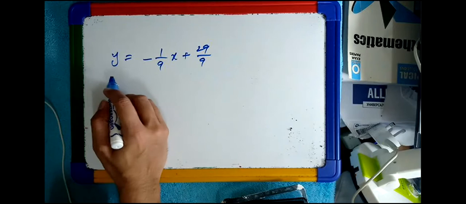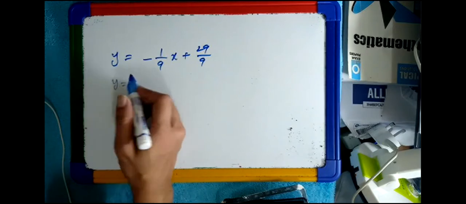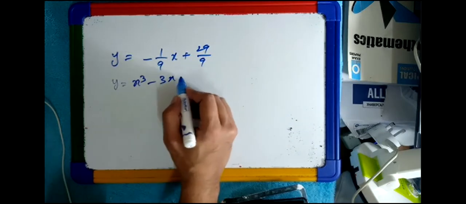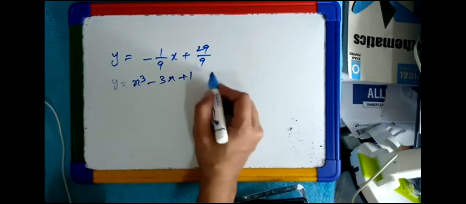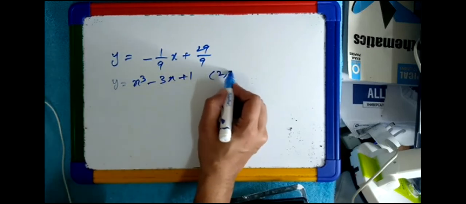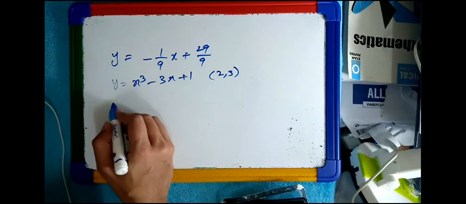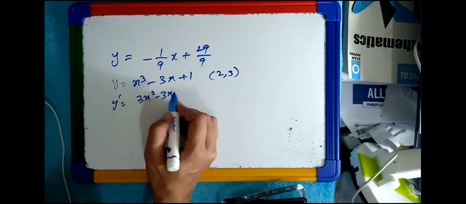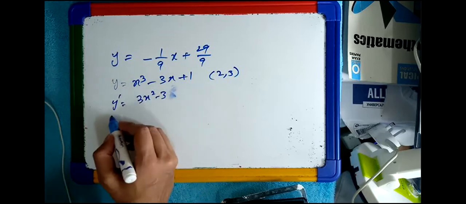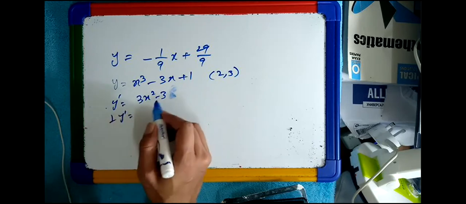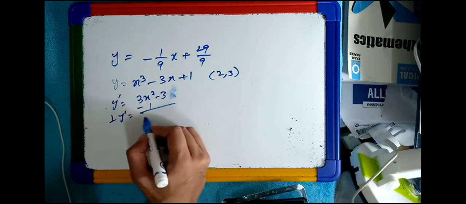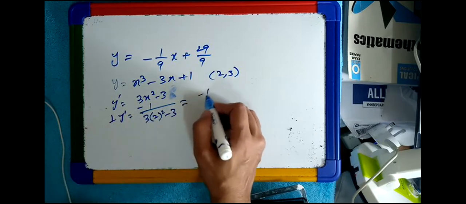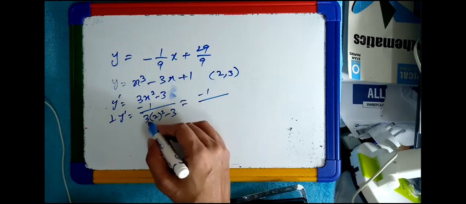Tell me the curve. x cubed minus 3x plus 1, and the point is (2, 3). So the derivative will be 3x squared minus 3. So the perpendicular gradient will be minus 1 over 3 times 2 squared minus 3, so minus 1 over 9. 4 times 3 is 12, 12 minus 3, yes, minus 1 over 9.